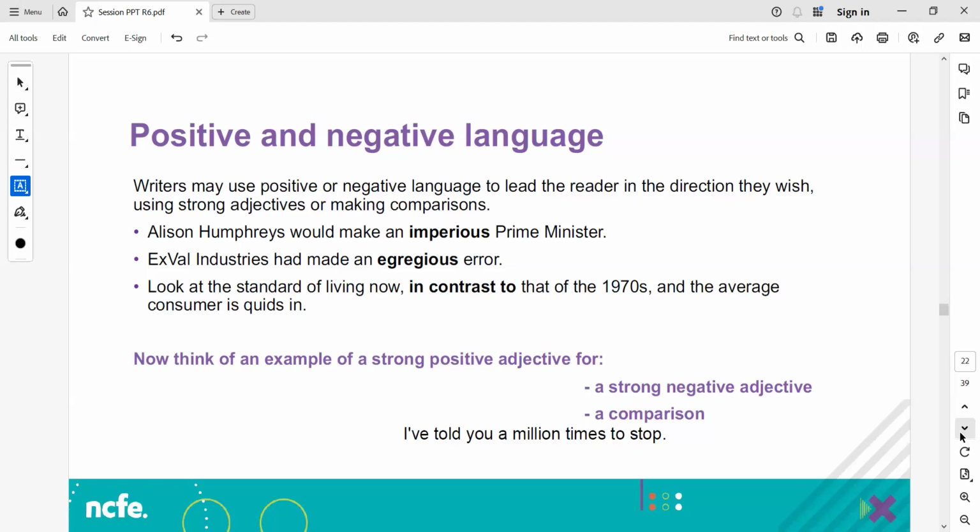So we've got an example here. "Alison Humphreys would make an imperious Prime Minister." "Exval Industries had made an egregious error." "Look at the standard of living now in contrast to that of the 1970s. And the average consumer is quids in." So any questions about the positive and negative language there?